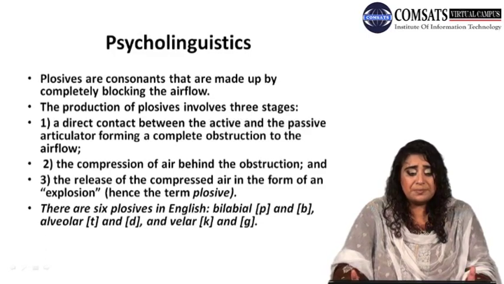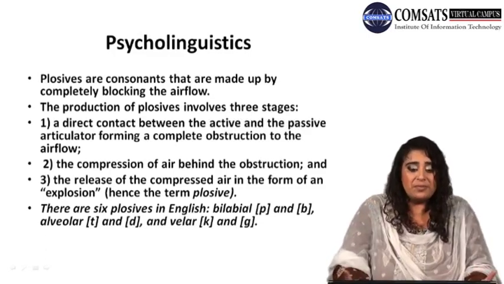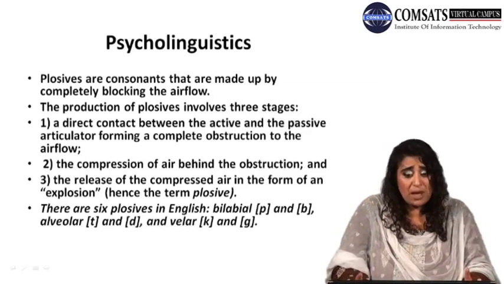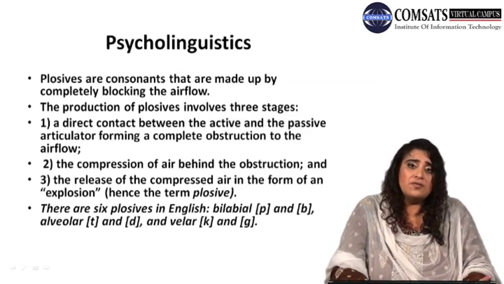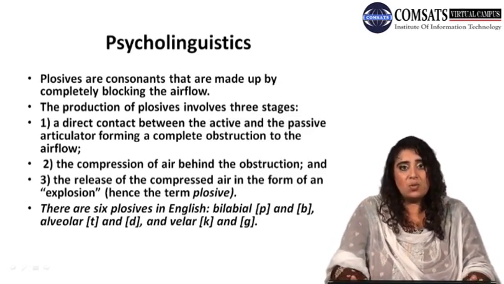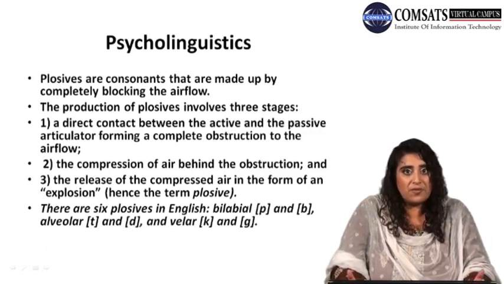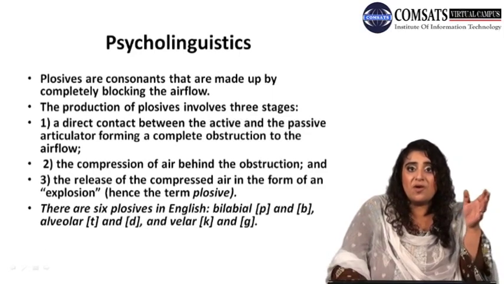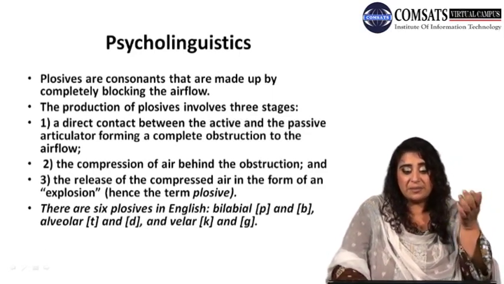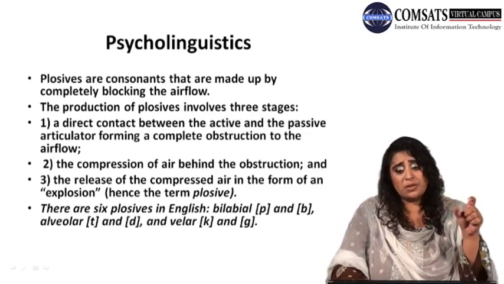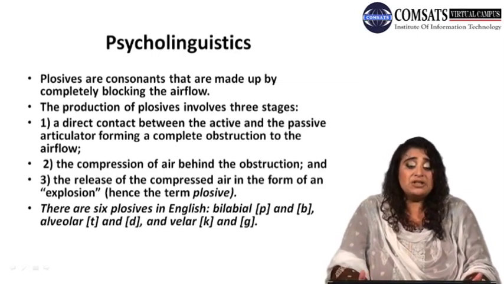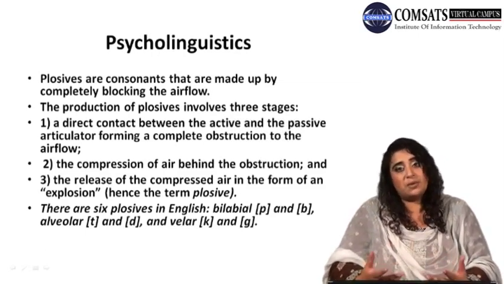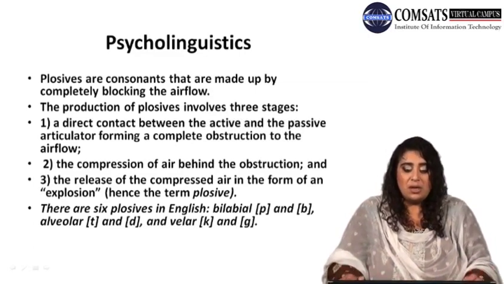So what we do is form a sort of blockage. The production of plosives involves 3 stages. Why are we calling it plosive? Because of the word explosion, which is about the pressure with which we release the air from our lungs. First, obstruction, when we completely obstruct the airflow from our lungs coming out of the air tract. Then the compression of the air behind that obstruction, and then the sudden release of the compressed air, which is like an explosion. That's why we call it plosive.